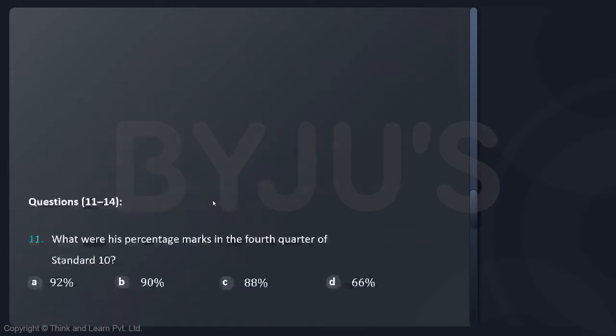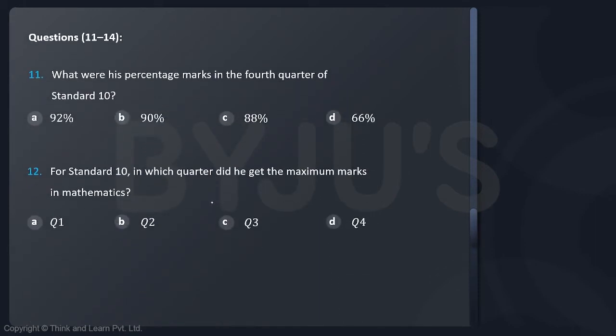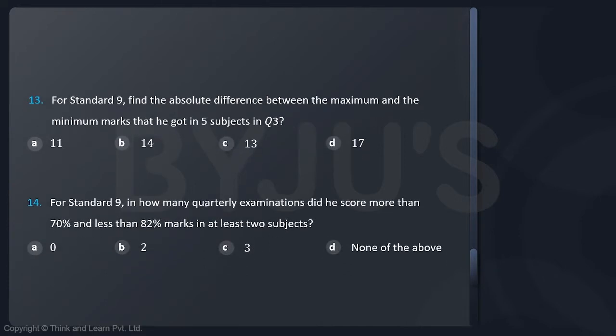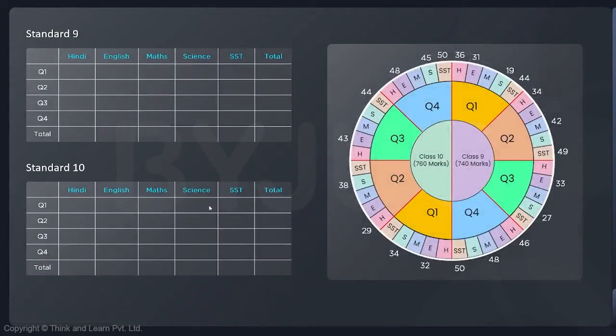What I have done, I have tried to put all the data in a single table now. So these are the 4 questions that we have to answer on that. So I have made this table to answer these questions to make it slightly easy for us so that we can easily understand it. So I'm going to write all the figures. So this first graph is for standard 9, second graph is for standard 10, quarter 1, 2, 3, 4, quarter 1, 2, 3, 4. So in class 9, his total score is 740. In class 10, his total score is 760. These are mentioned over here, class 9 and class 10.